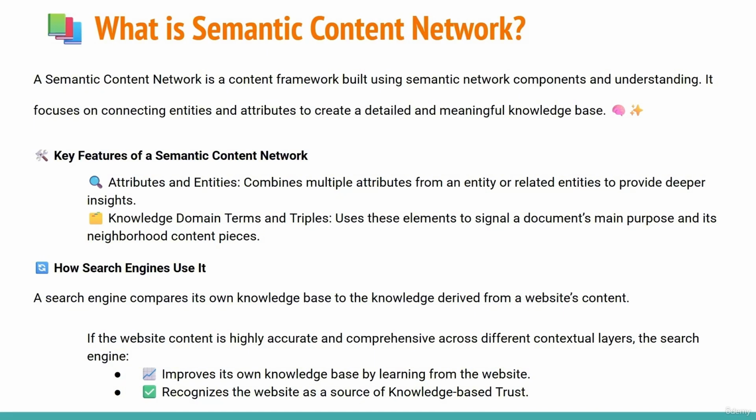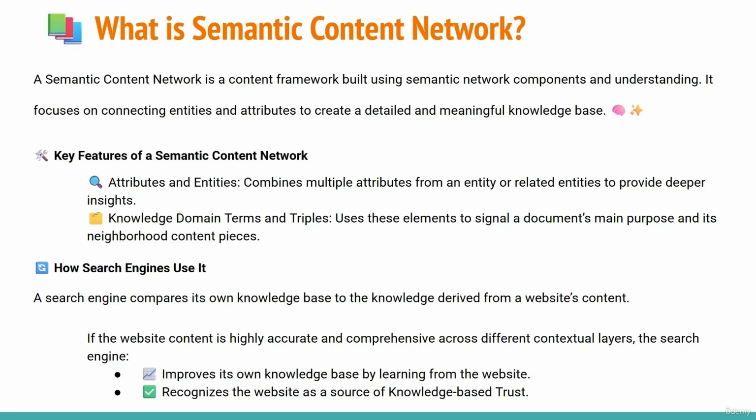Key features of a semantic content network include attributes and entries. They combine multiple attributes from an entity and related entries to provide deeper insights. Knowledge domain terms and triples use these elements to signal a document's main purpose and its neighborhood content pieces.